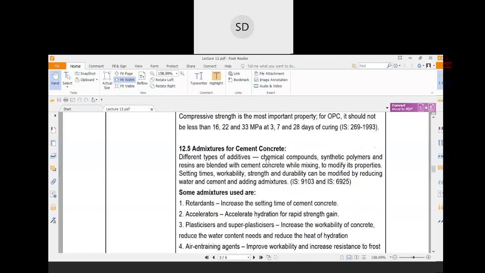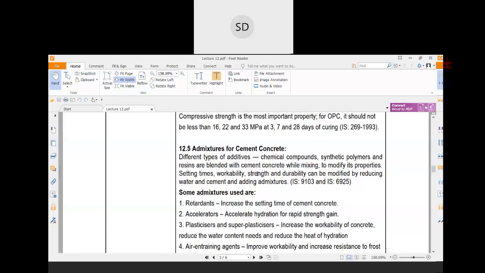Now another important thing is admixture for the cement concrete. For the cement, the most important factor is the water cement ratio. Water cement ratio means the ratio in which we add water to the cementitious material so that it can attain sufficient strength.